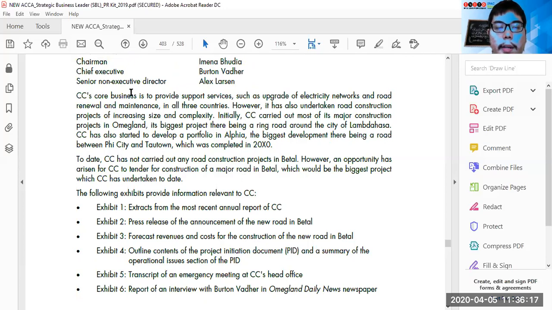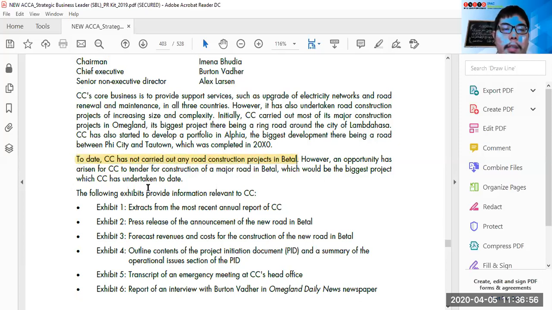CC's core business is to provide support services such as upgrading the electricity network and road renewal and maintenance in all three countries. However, it has also undertaken road construction projects of increasing size and complexity. Initially, CC carried out most of its major construction projects in Omakland, its biggest project there being the Ring Road around the city of Lamdasa. CC has also started to develop a portfolio in Alfia, the biggest development there being a road between Fee City and Tauton, completed in 20x0. To date, CC has not carried out any road construction project in Betal.